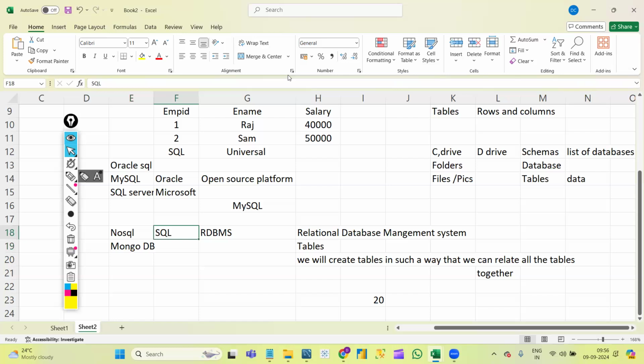Am I clear, guys? Yes, Divya, that's clear. So I hope this is the basic understanding about everything.